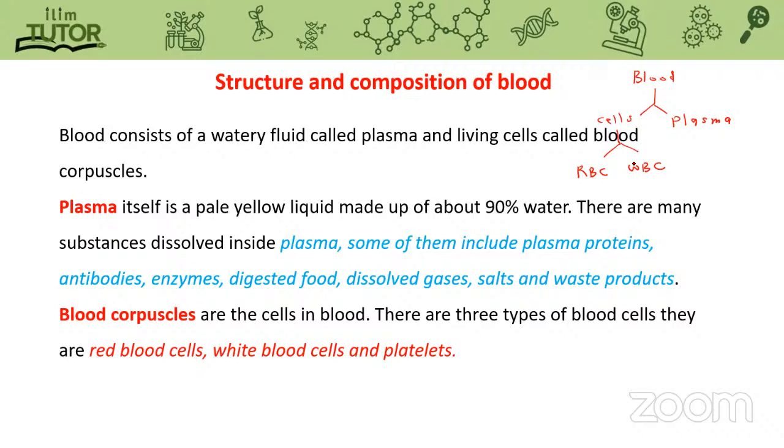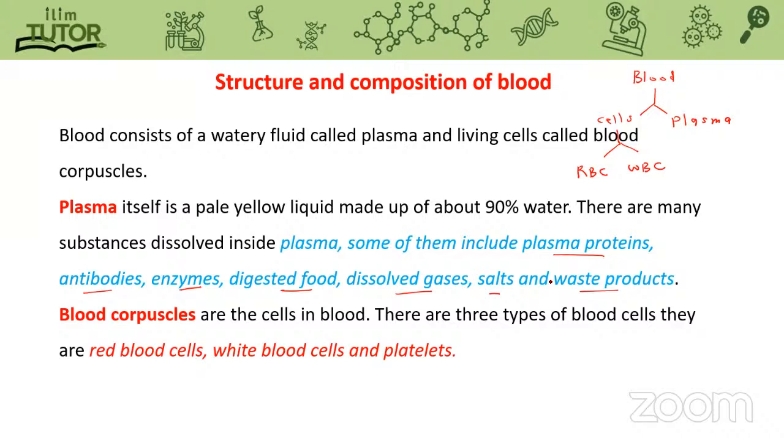Now, we're going to look at the cells in detail, but before we do that, it is imperative that we have at the back of our minds some examples of what we should expect to find in the plasma. Such examples would be plasma proteins, antibodies that are responsible for our immunity, enzymes, digested food, dissolved gases, salts, and waste products. These are the kind of things that you would expect to see within the plasma, right?